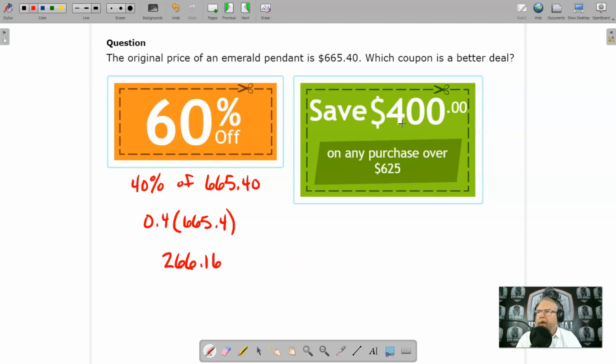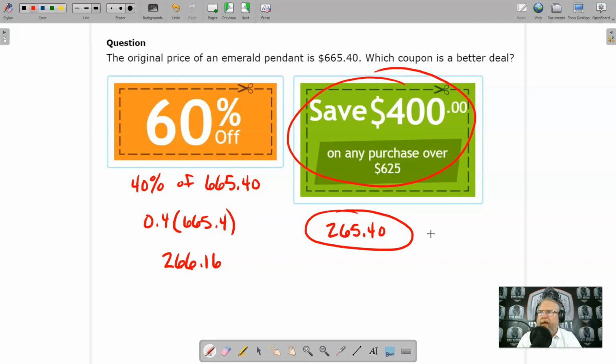It's going to give me a result of $266.16. Or we could have gotten $400 knocked off. Well, 665.40 minus 400 is going to be what? 265.40. So what's the cheaper one? It's going to be this one here by what? Less than $1, right? So this one here saving $400. Best choice.